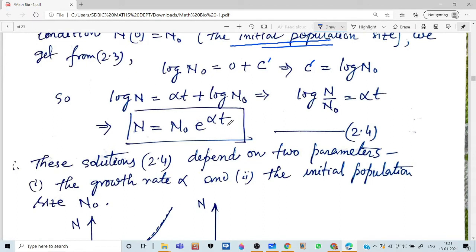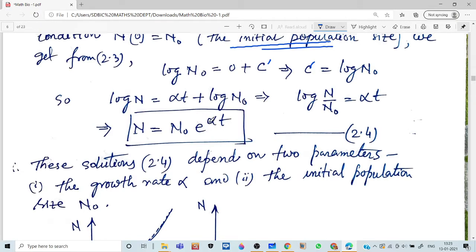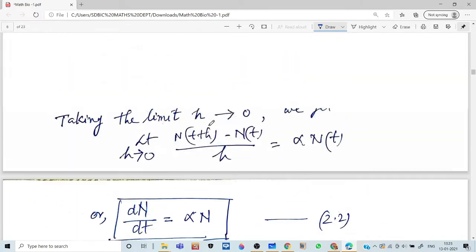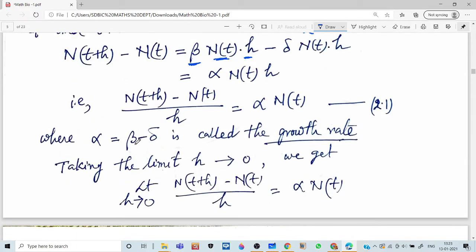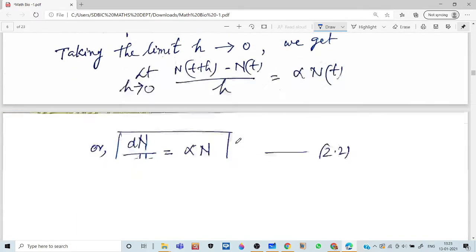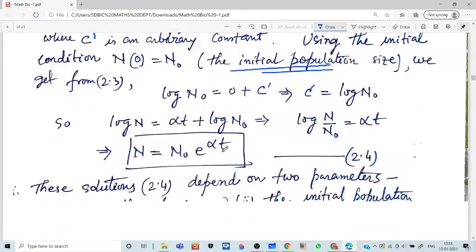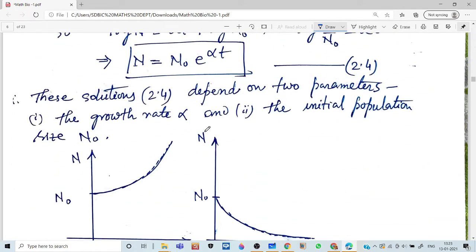And this solution 2.4 depends on two parameters. Number one parameter is alpha, the growth rate. Growth rate means beta minus delta, birth rate minus death rate. And the second parameter is the initial population size N0.